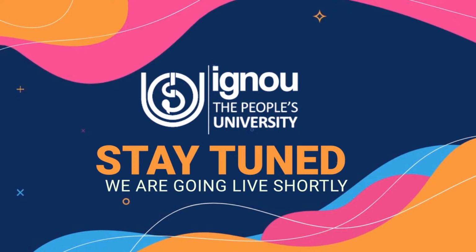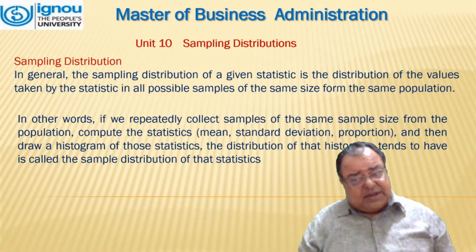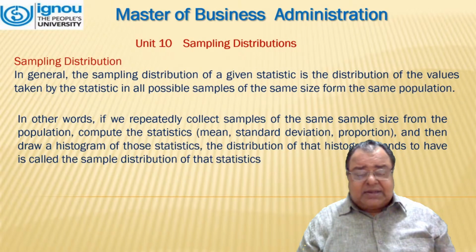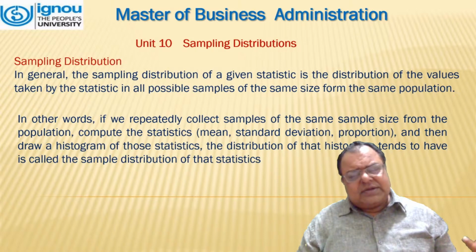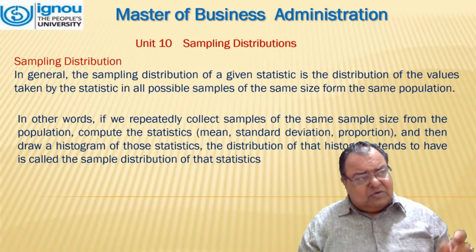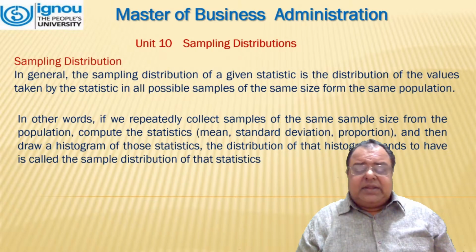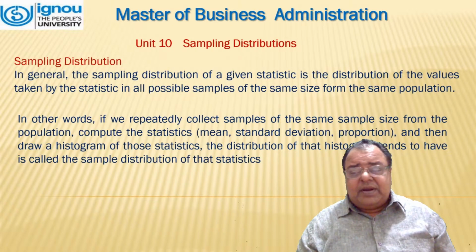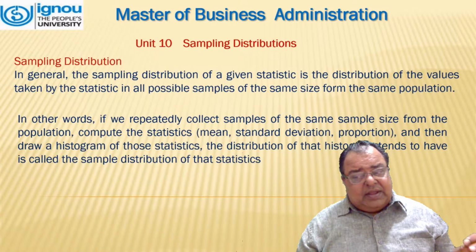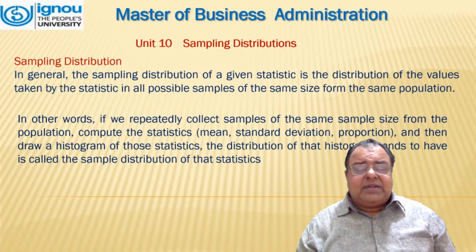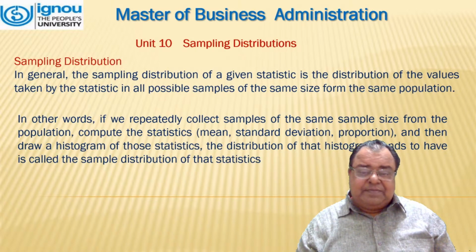from different populations. In other words, if we repeatedly collect samples of the same size from the population, compute the statistics, that is mean, standard deviation, proportion, and then draw a histogram of those statistics. The distribution of that histogram is called the sampling distribution of that statistic.